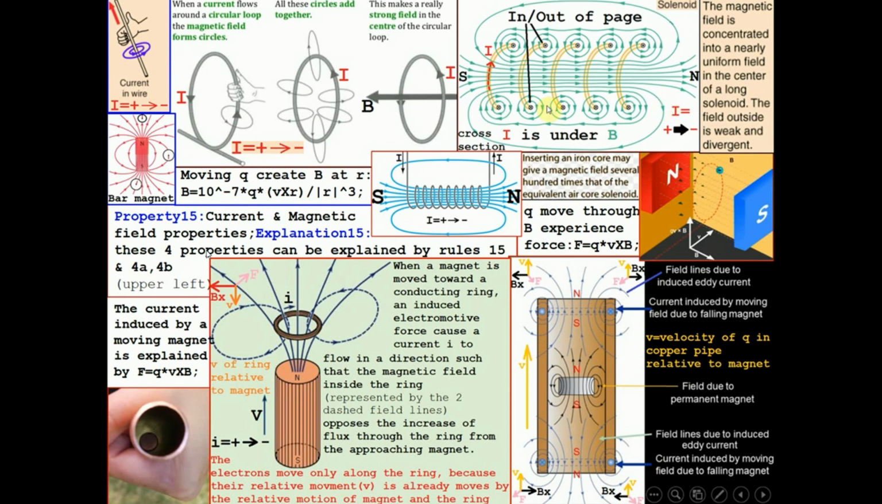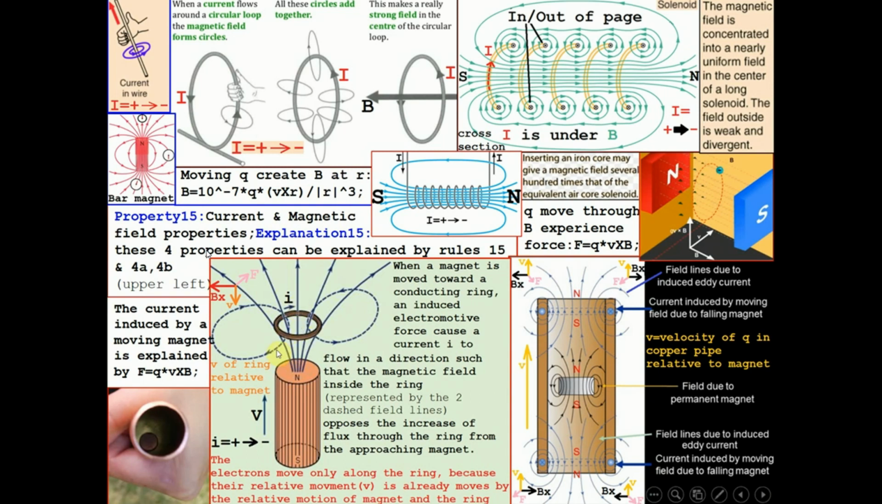When a magnet is moving toward a conducting ring, the electron in the conducting ring will feel a force by rule 15. This is the x component of the magnetic field, and this is the relative velocity of the electron. Therefore, the created force will cause this current around the loop of the conducting ring.